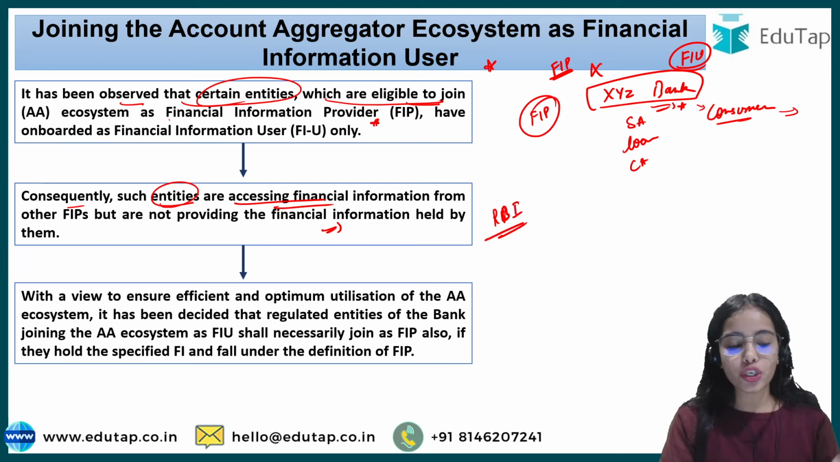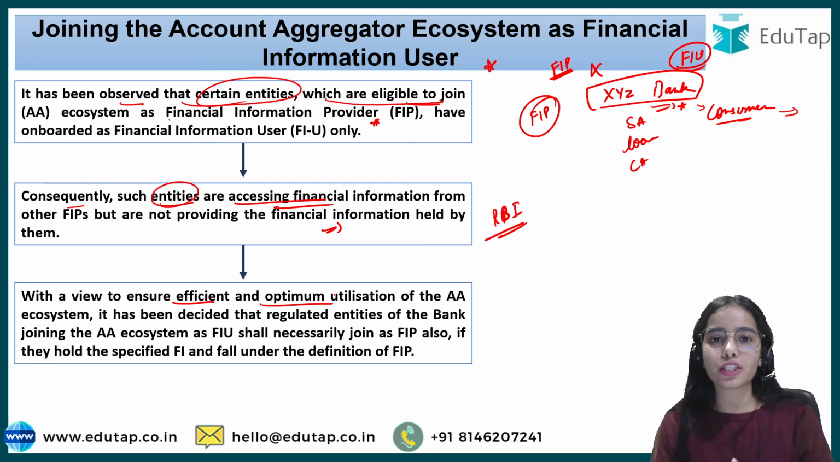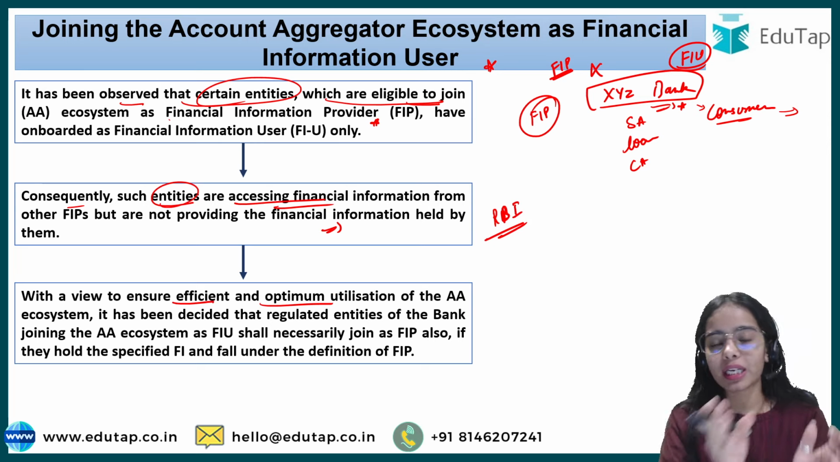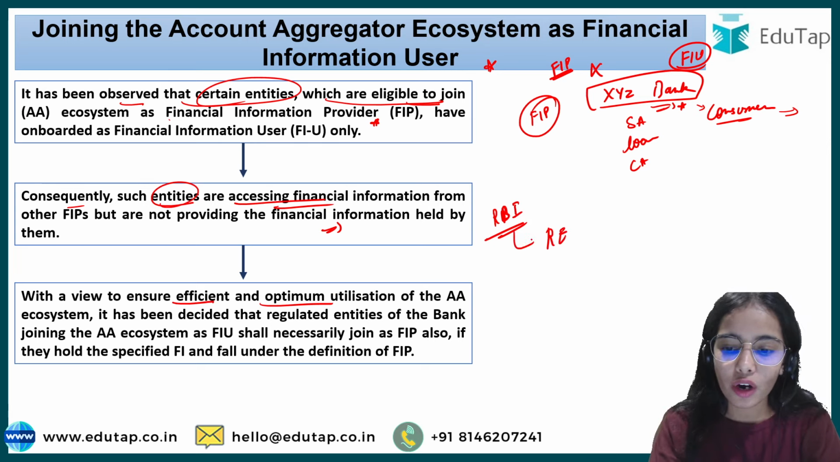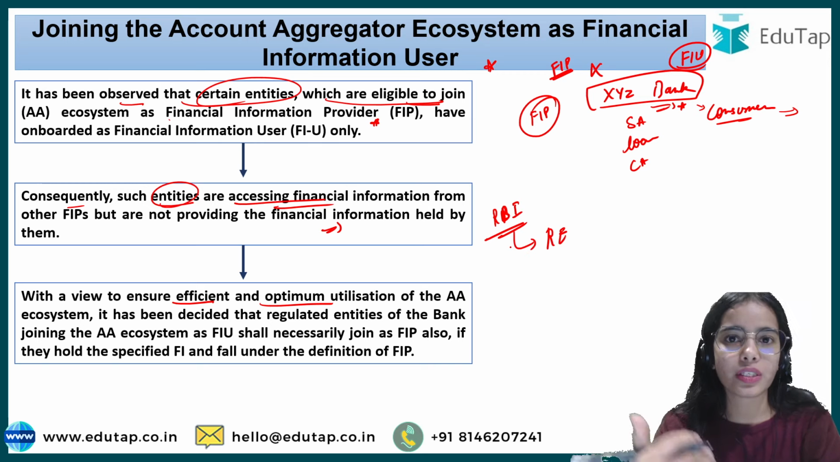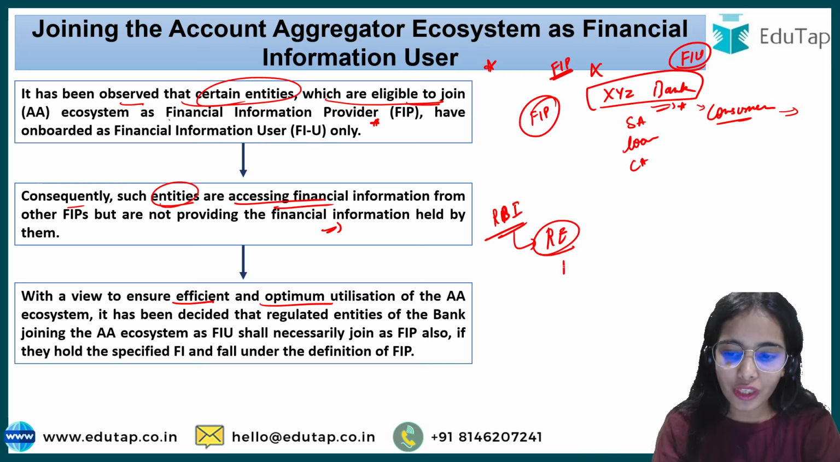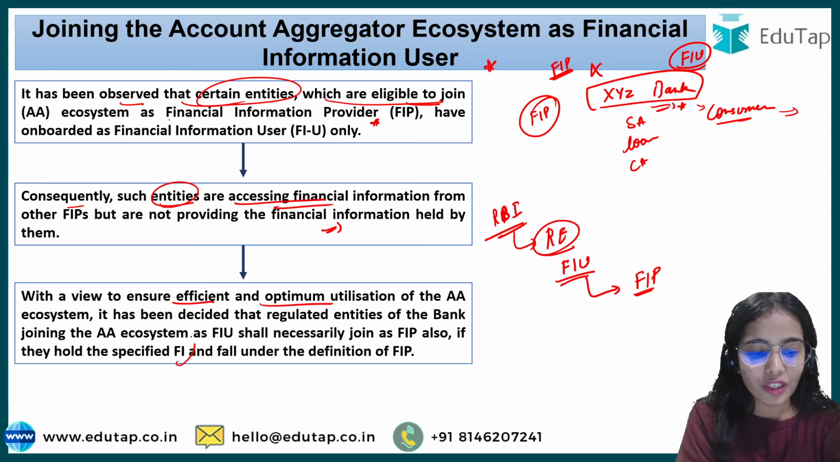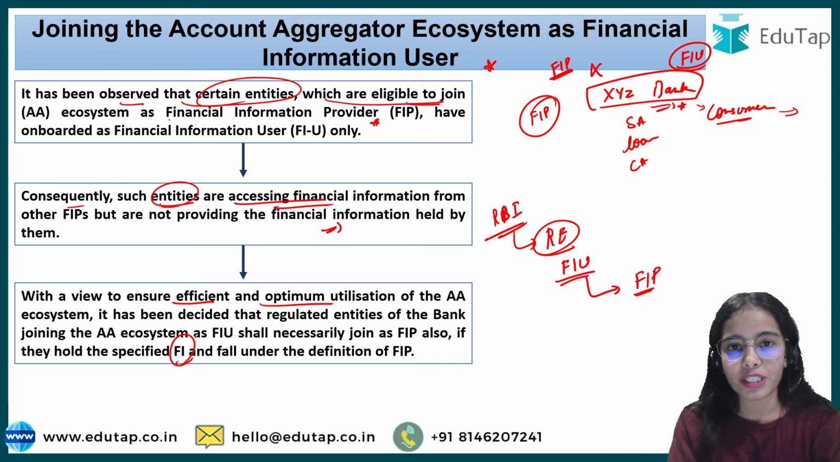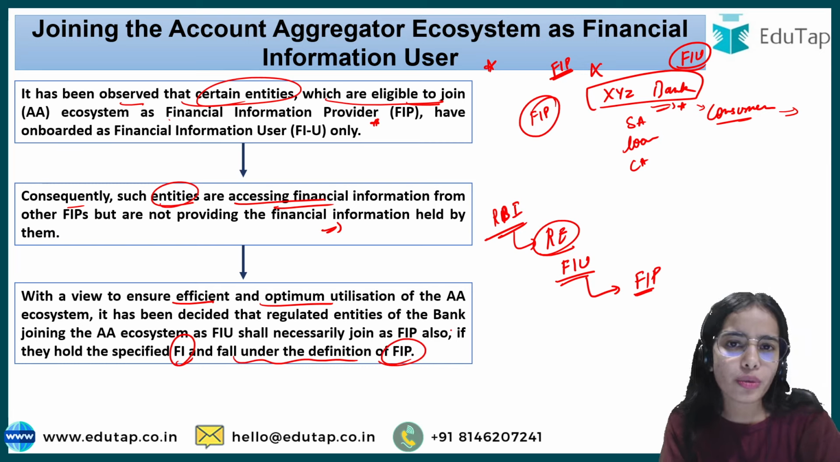So that's why the RBI has said that with a view to ensure the efficient and optimum utilization of the account aggregator ecosystem, it has been decided by the Reserve Bank of India that the regulated entities of the RBI, that is the banks, NBFCs and such, if they are joining as financial information users, have to join as financial information providers also, if they hold the specified financial information and fall under the definition of a financial information provider.